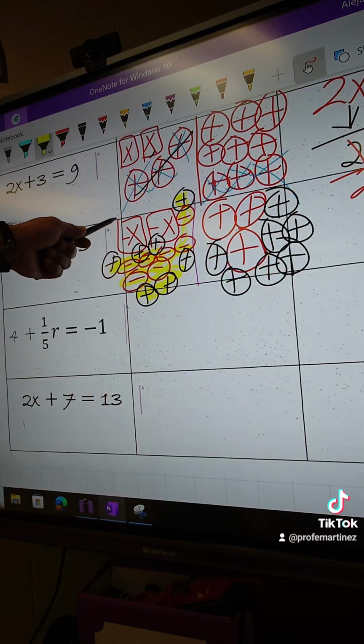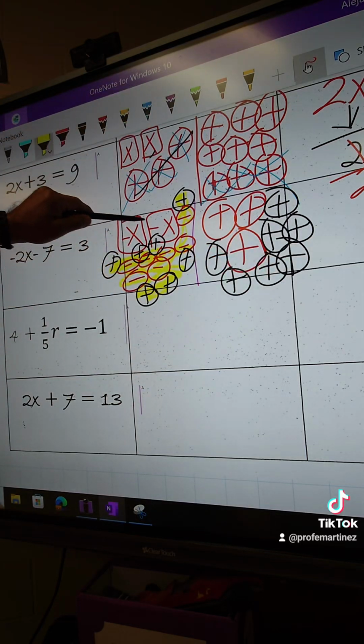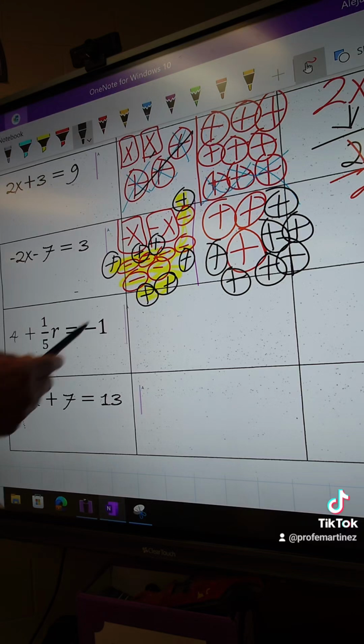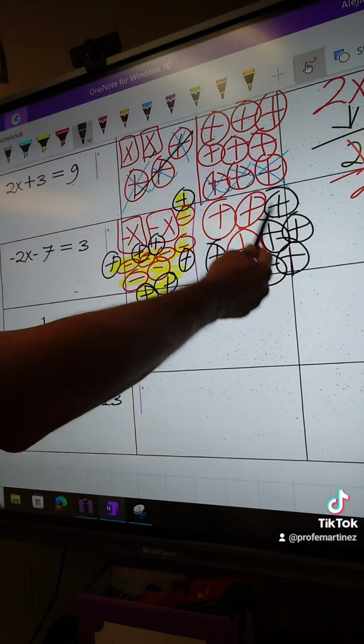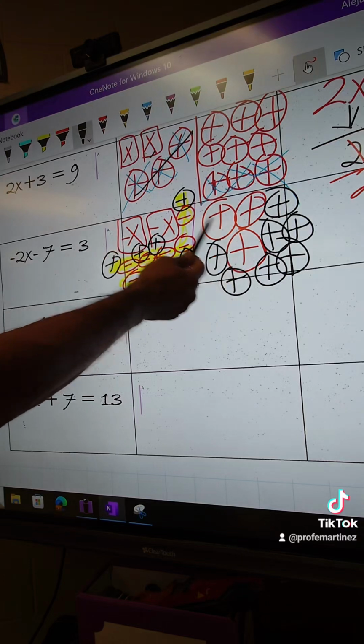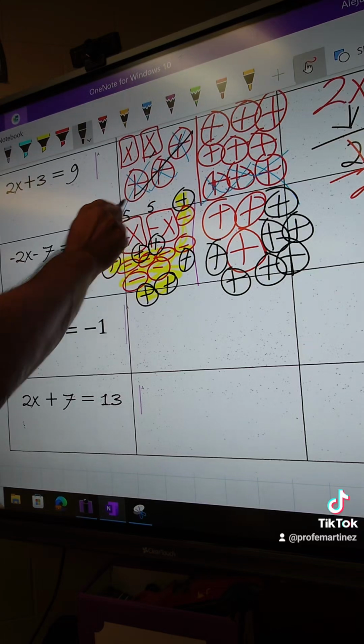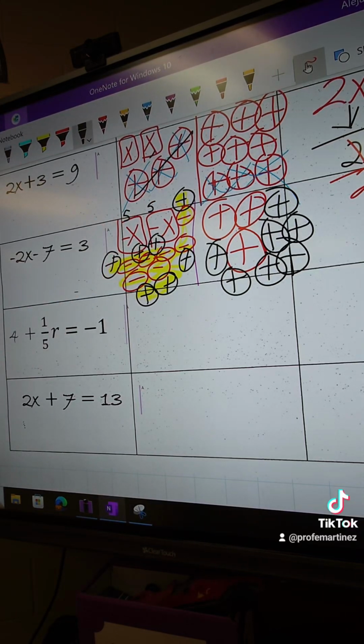And we have two negative x's. So these two negative x's are going to split these 10 positives. If I'm going to split them, these 10 positives are going to be dispersed or divided into these two x's. That means each of these guys is going to get 5, because there's 10 and there's two x's. So each one will get 5.